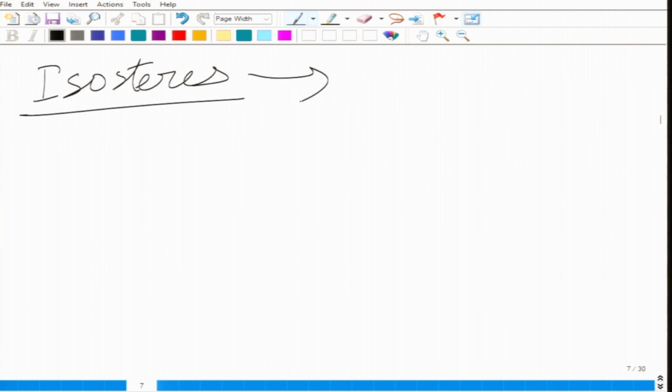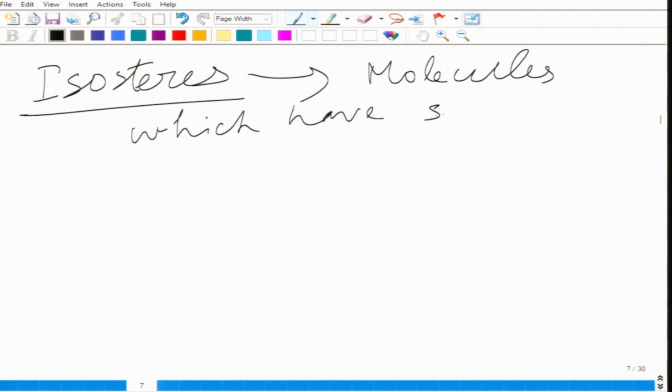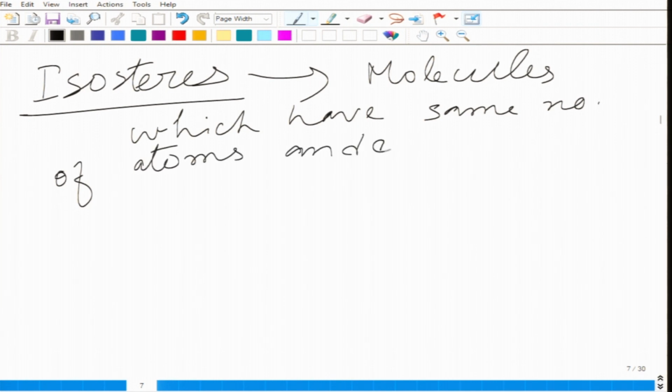What are isosters? They are molecules which have the same number of atoms and electrons. So the number of atoms and electrons both will be the same.